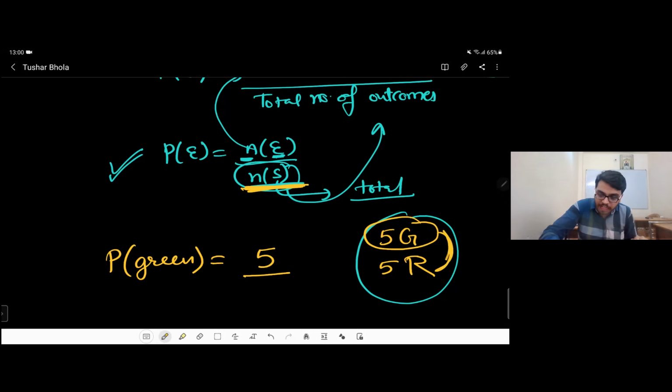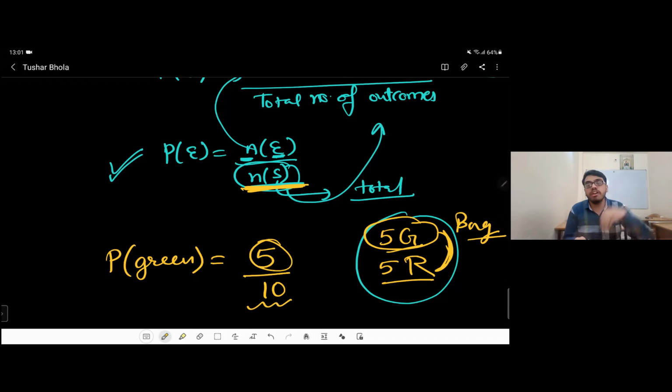Total, look, add it up. Inside this bag, how many are there in total? There are 5 + 5 = 10 balls. So the probability of a green ball is 5 out of 10. It means I want to choose only green balls, and green balls are 5, but out of how many am I choosing? Out of 10 balls, in which 5 are green and 5 are red. So in the denominator we write the total number of outcomes, okay, and in the numerator we write our favorable outcome, which we desire, which we want.